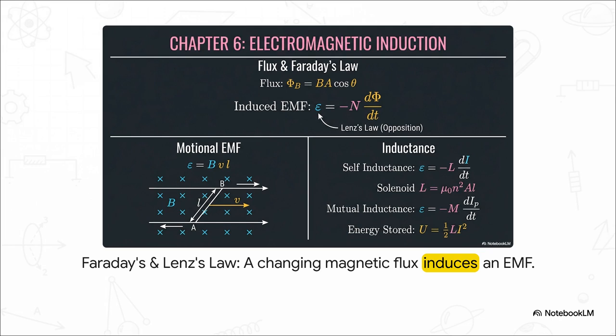Faraday's law of induction states that the induced EMF, epsilon, is equal to minus n d phi by dt. In simple words, whenever the magnetic flux linked with a coil changes, that is, the number of magnetic field lines passing through it changes, a voltage gets induced.